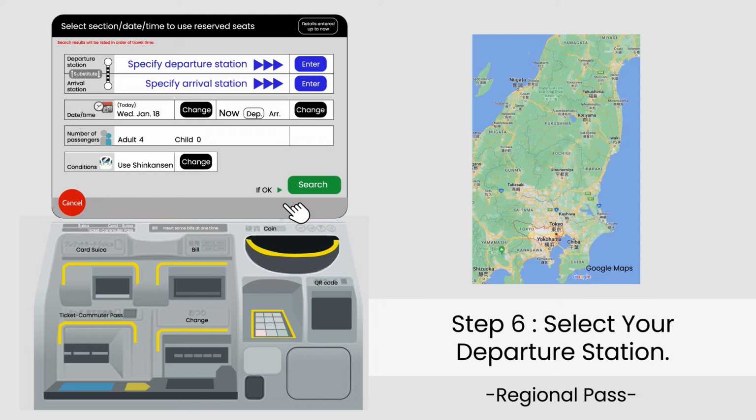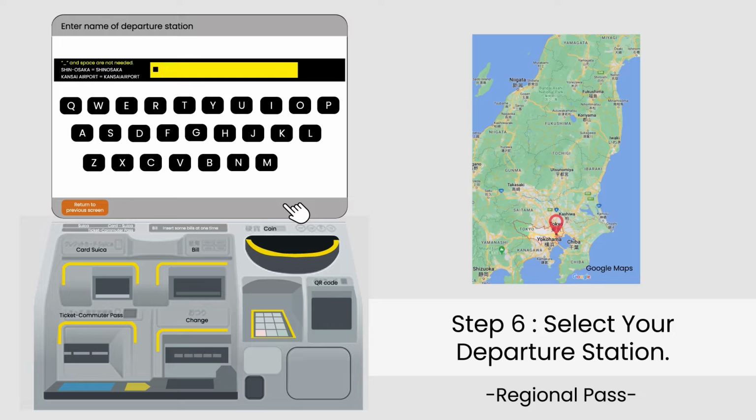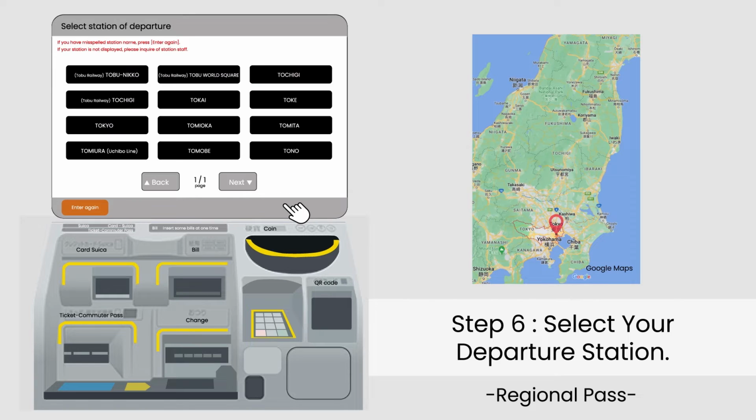Step 6. Select your departure station. To specify your departure station, select the Enter button on the screen. Enter the name of your current station or your intended departure station if you wish to reserve your ticket in advance. As you begin typing the station name, the machine will provide a list of suggested stations to choose from. From this list, you can select your preferred station.